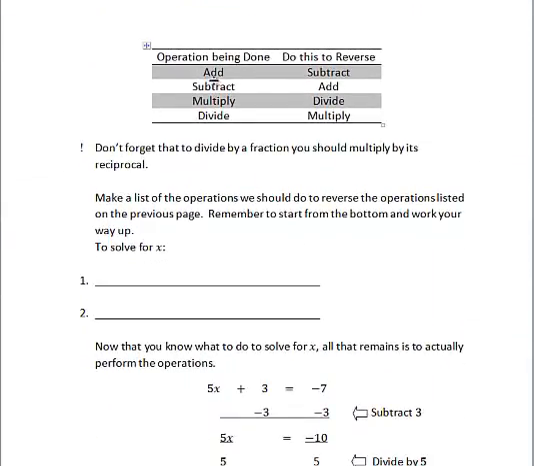At the top of the next page, we have a list of the operation being done on the left. If we add a particular number in that list, then to reverse that we subtract. We're simply listing the operations with respect to undoing them, the opposite operations. If we subtract, to undo it, we add. If our variable is being multiplied by something, then we divide. If our variable is being divided by a number, then we multiply by that number.